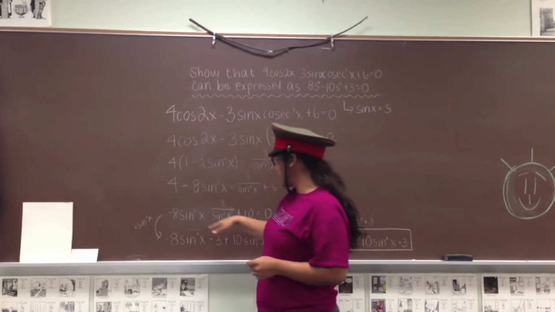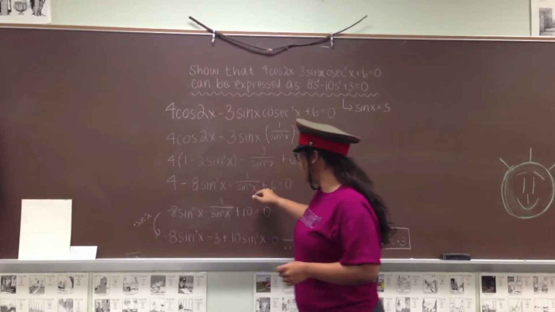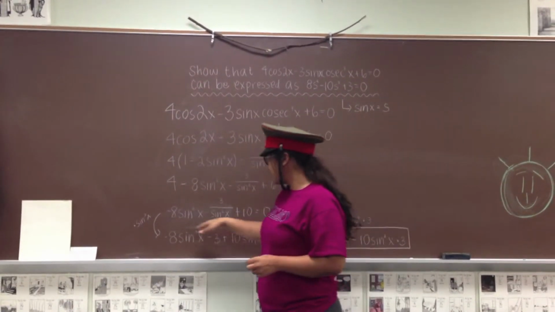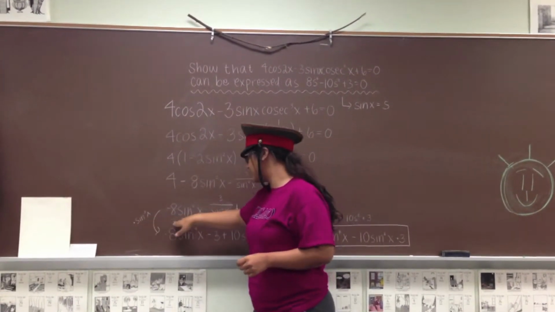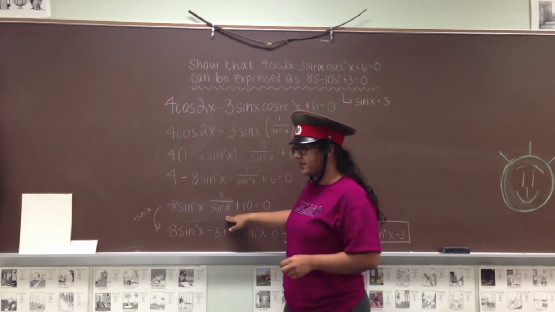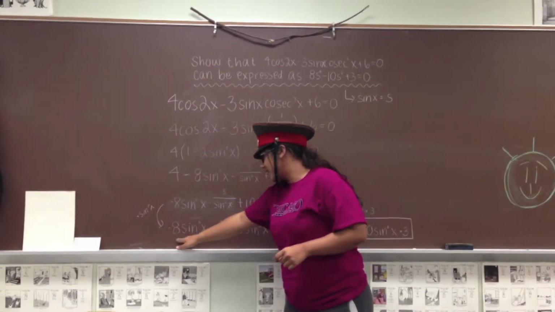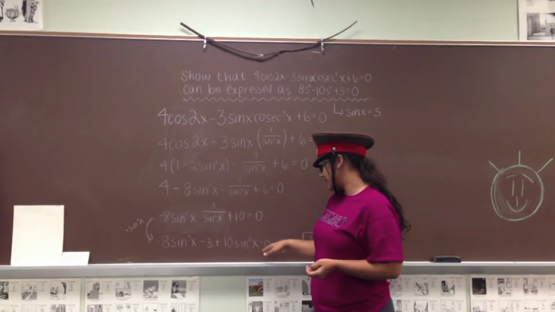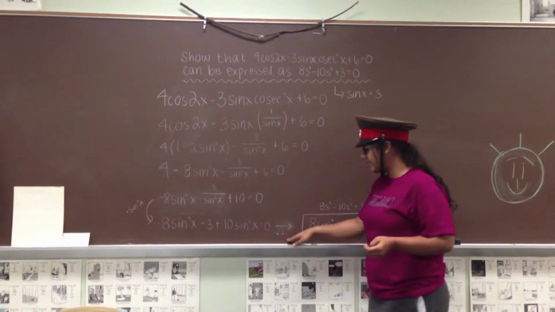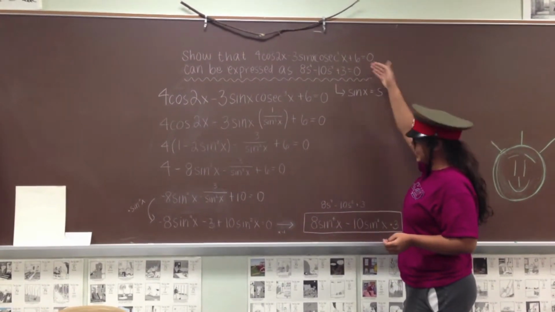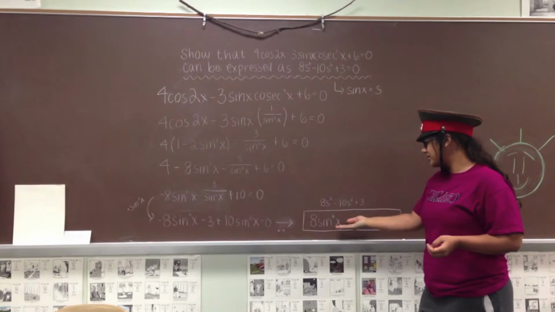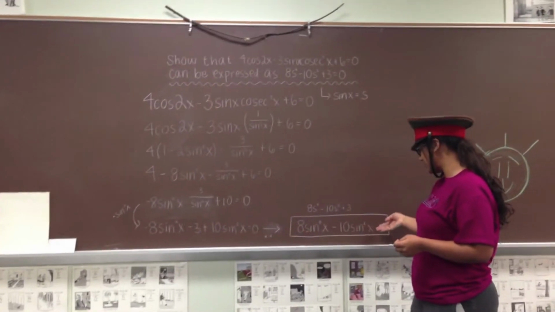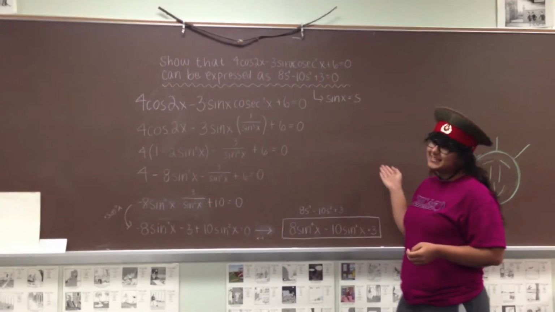And then over here we just made 4 and 6 into 10. And then we multiplied by sine squared x over here so that there's no denominator. And we got negative 8 sine to the 4th x minus 3 plus 10 sine squared x equals 0. We multiplied that by negative 1 so that it became like this. And we got 8 sine to the 4th x minus 10 sine squared x plus 3 equals 0.